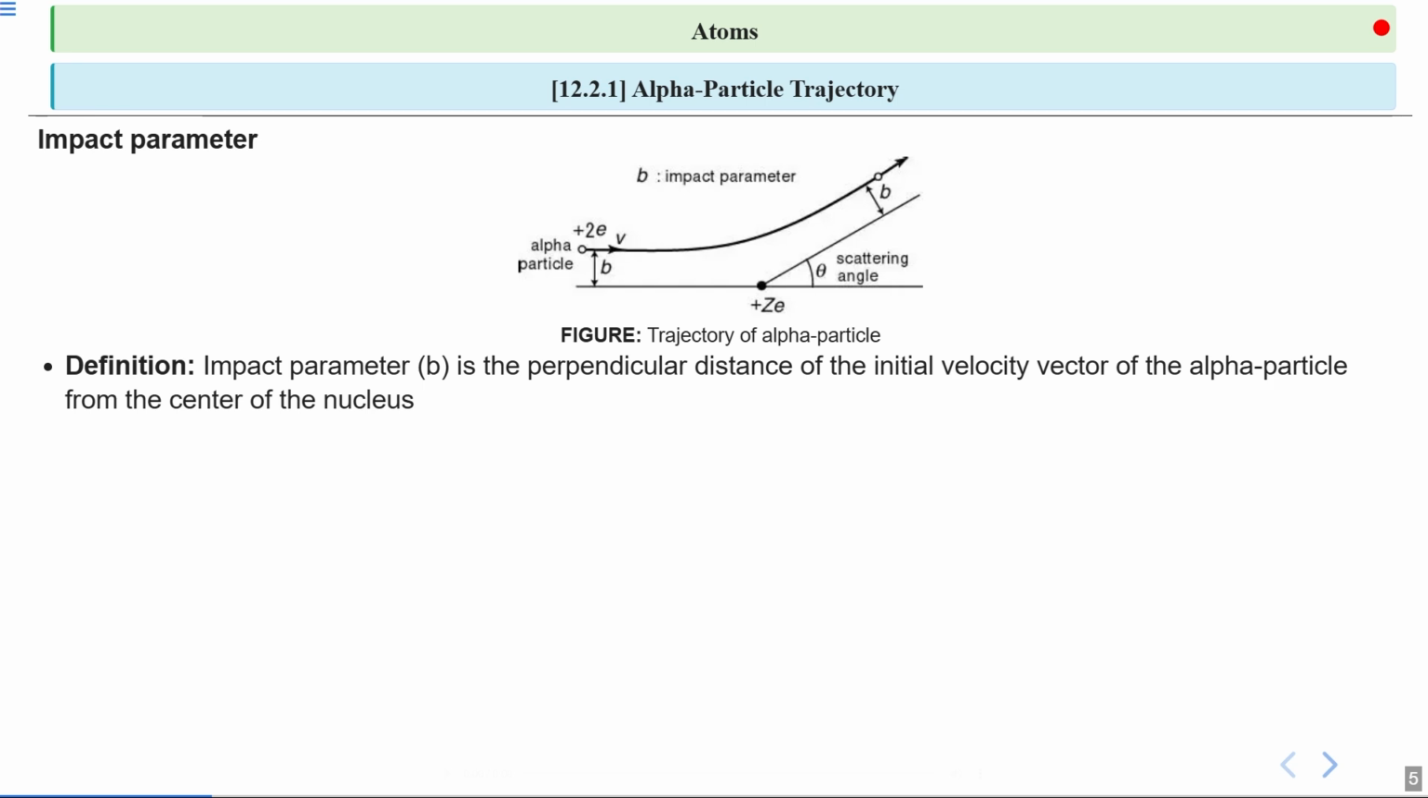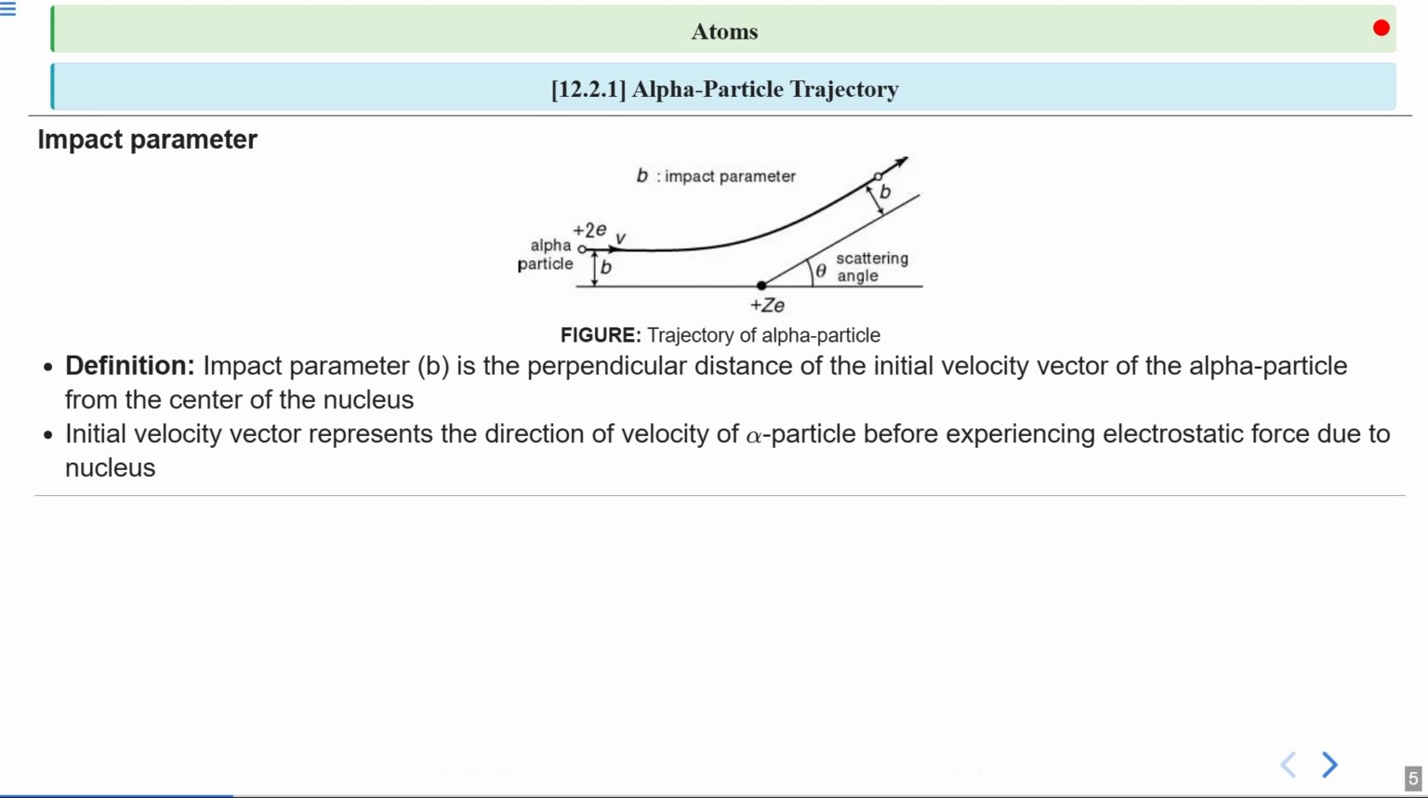So what is the definition of impact parameter? Impact parameter b is the perpendicular distance of the initial velocity vector of the alpha particle from the center of the nucleus. We draw a line passing through the center of the nucleus, and the perpendicular distance from that line to the initial direction of velocity of the alpha particle before scattering is the impact parameter, denoted as b.